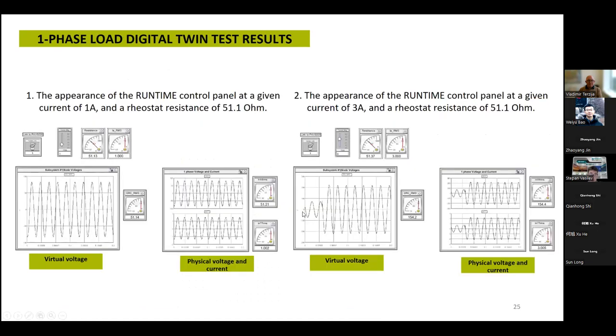The results of the experiment in regulating the voltage of the amplifier are presented. If you pay attention to the graphs, here you can see the process of regulating the output voltage of the amplifier.